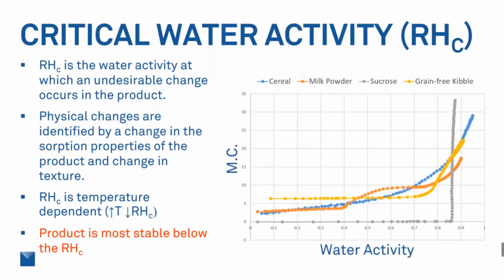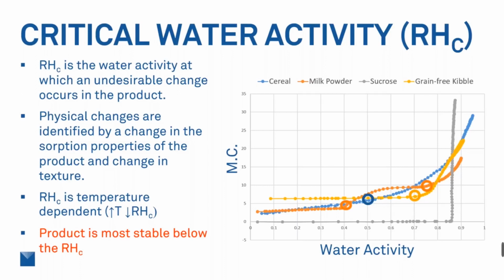Again, we are looking at water activity along the x-axis and moisture content along the y-axis, and we're going to look at the different critical water activities for this variety of products. For milk powder, you have a critical water activity of about 0.42. You can see that at about 0.42, you get a much larger increase in moisture content with a small increase in water activity, and this is where caking and clumping will start to occur. Milk powder is interesting because it has a second critical water activity between 0.7 and 0.8, where crystallization starts to occur.